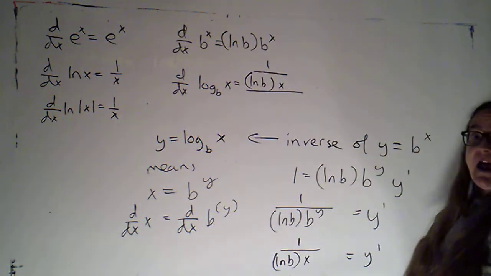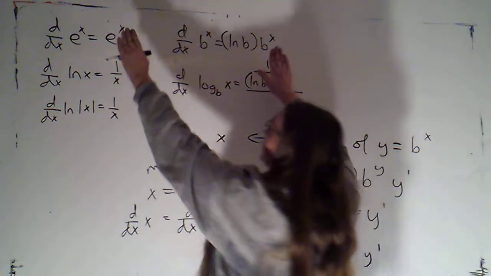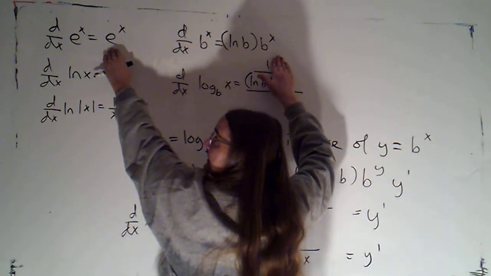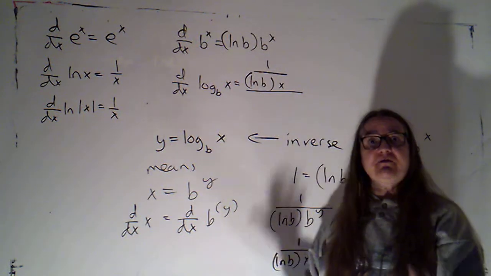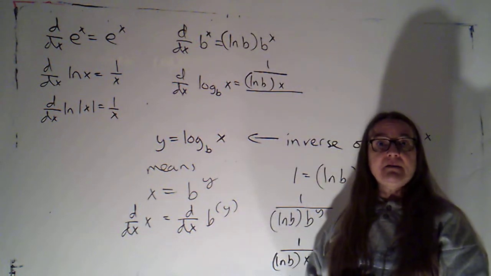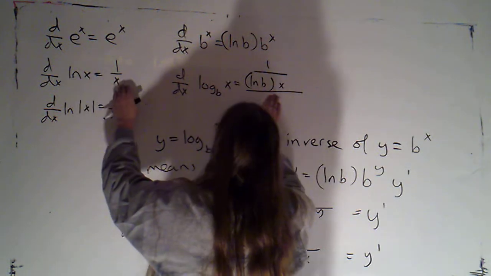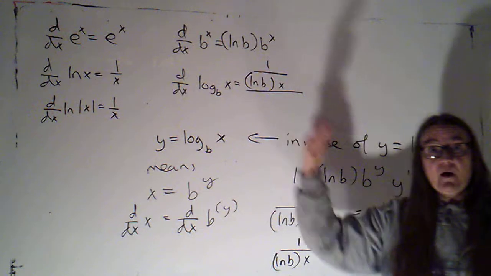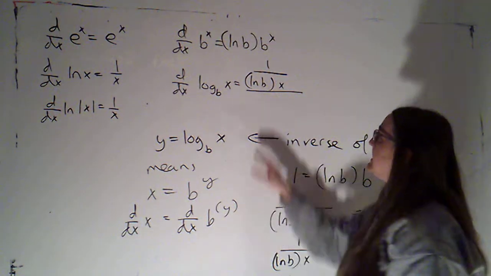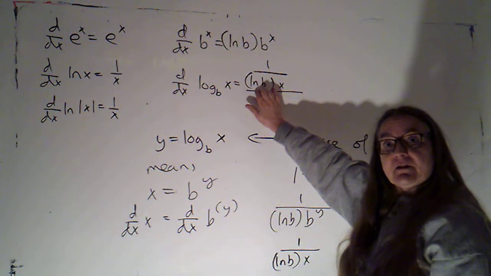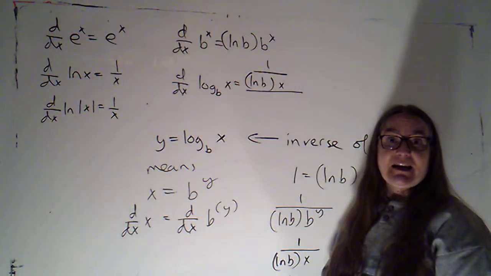So it's a very nice pattern. If I have an exponential function, when I take the derivative, I get the exponential function back. If the base is some number other than e, I get an extra factor of the natural log of that base. If I have a log function, when I take the derivative, I get a reciprocal. I get 1 over x. If the base is some number other than e, I get an extra factor of the natural log of the base. This time it's just in the denominator.